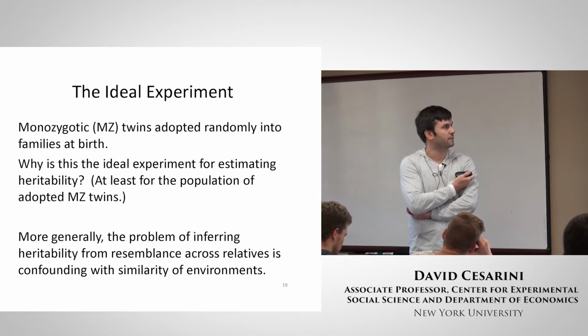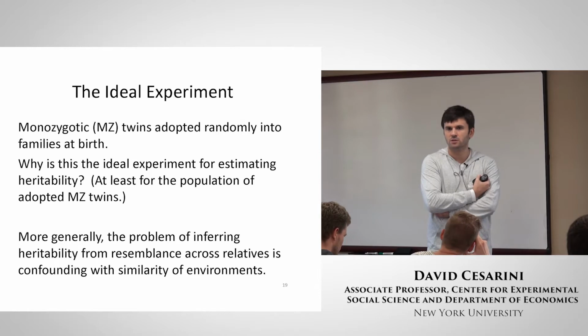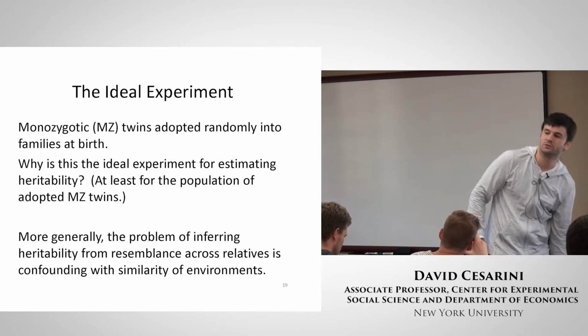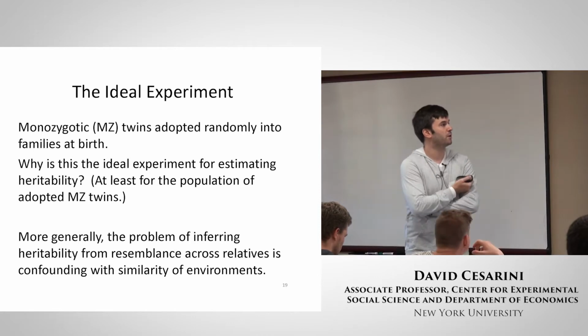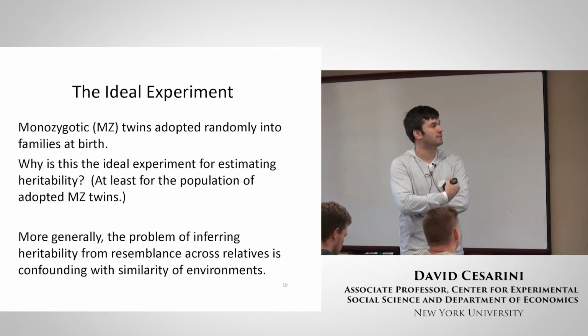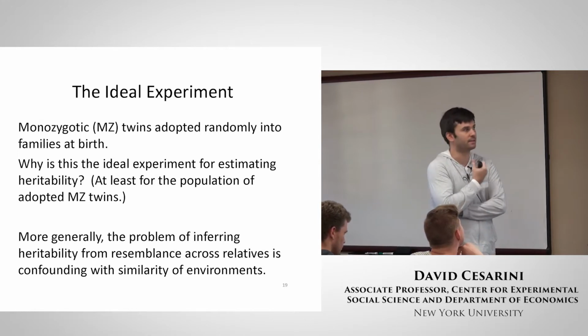So here's an ideal experiment that I think will be very intuitive to a lot of people. Imagine a bunch of monozygotic twin pairs. Suppose that somehow you have a method for holding their pre-birth environments identical before birth. Suppose that at birth we randomly assign them to different families. What would you do in order to estimate heritability in that case?